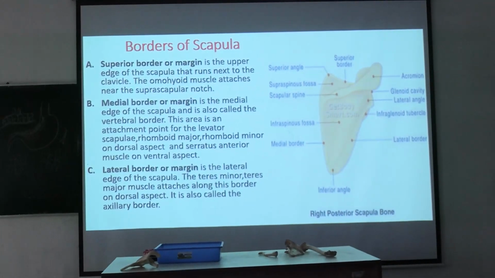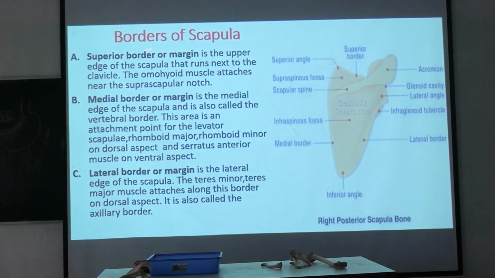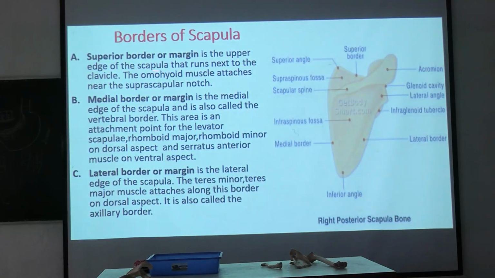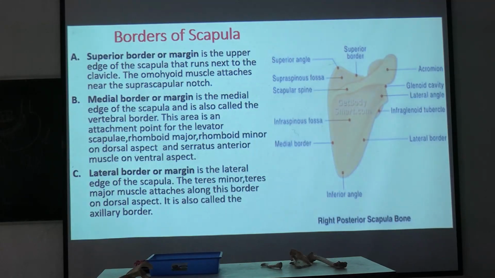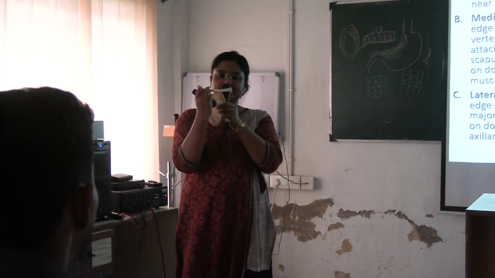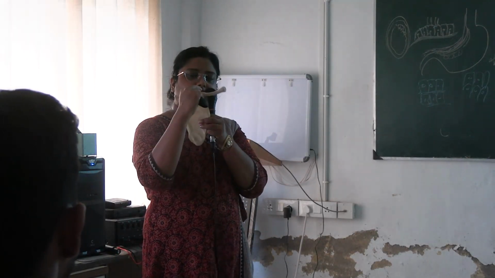Next we are going to the borders of the scapula. First is the superior border or superior margin. It is the upper edge of the scapula, and it runs next to the clavicle. See here, this is the clavicle of the right side, articulating like this. So this superior border is almost parallel to the clavicle.